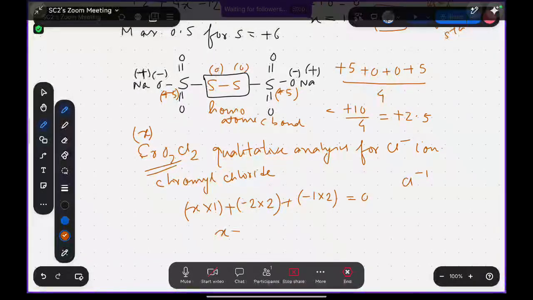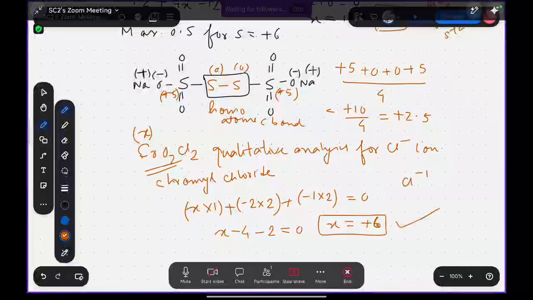So X -4 -2 is equal to 0. X is equal to +6. You have already seen in the previous video. If not, please go through that. I have already shown you that the maximum oxidation state possible for chromium is +6.